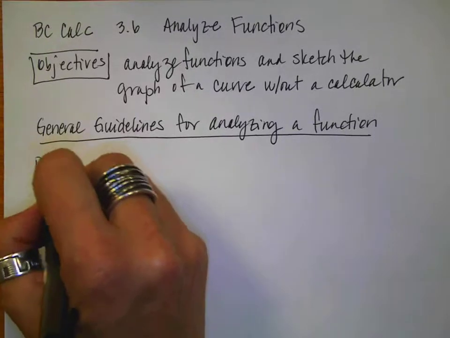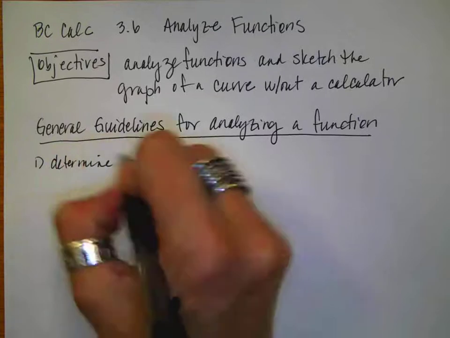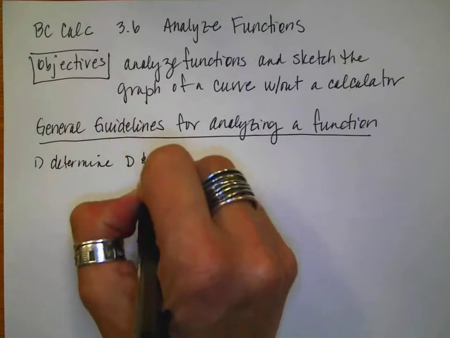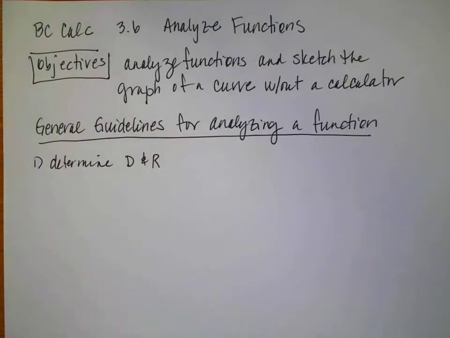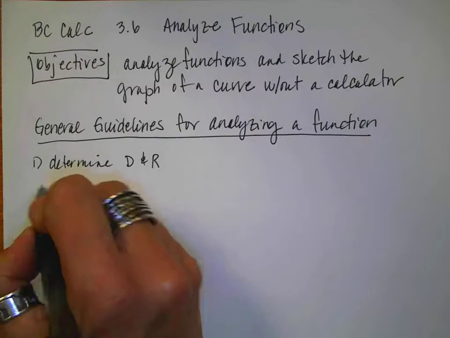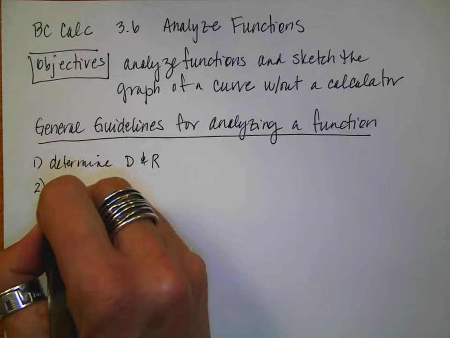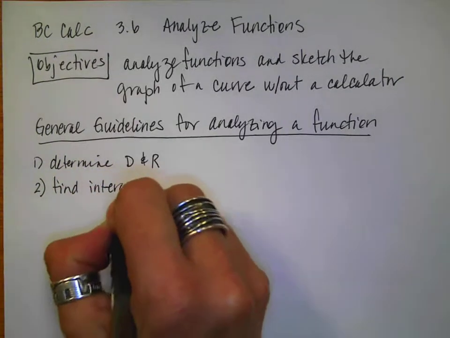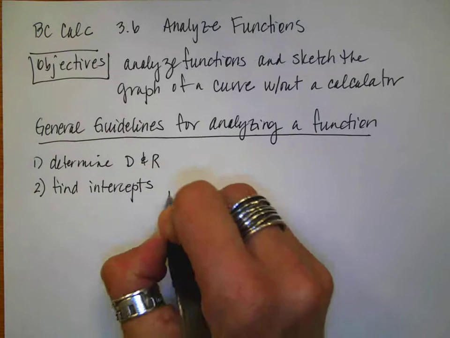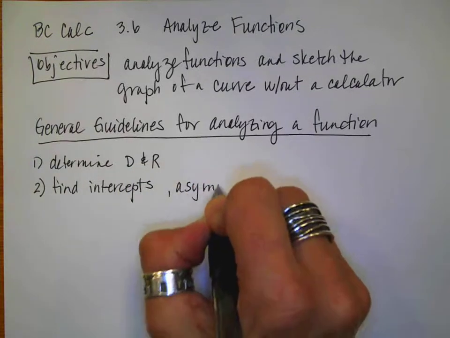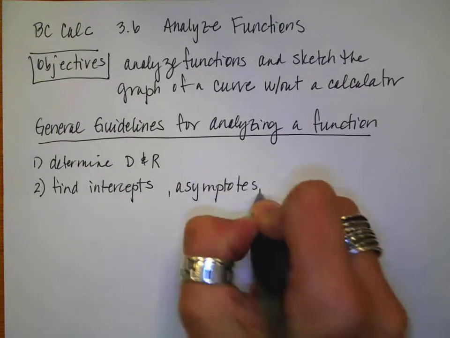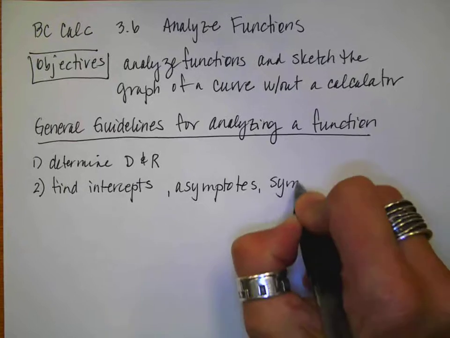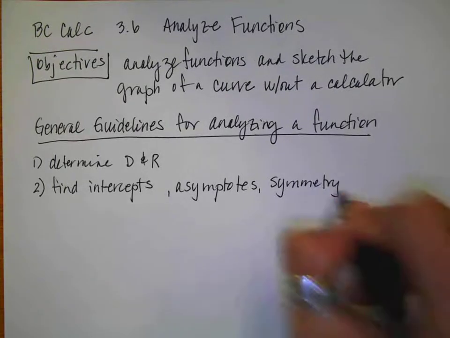One is we like to determine our domain and range. Sometimes I don't need those, but it is helpful, especially if you have a restricted domain. Number two, we're going to find intercepts. Then we're going to look at our asymptotes in case the function has any. And then we might also consider symmetry.